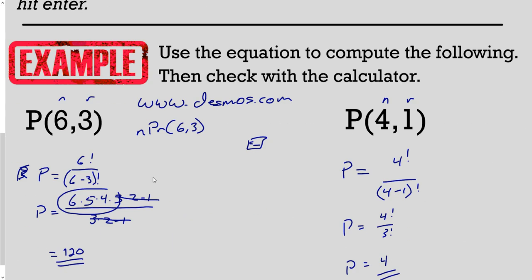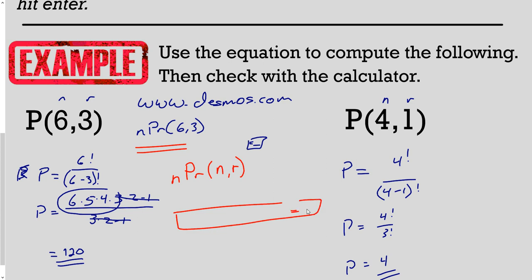There it is. www.desmos.com. This is what you're going to type in. Lowercase n, capital P, lowercase r, parentheses, n things, comma, r at a time, close parentheses. It's going to give you like an answer bar down here, and in this corner is your answer.